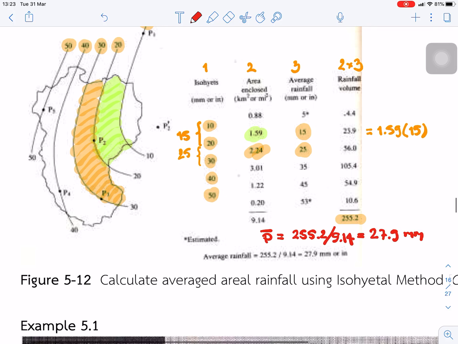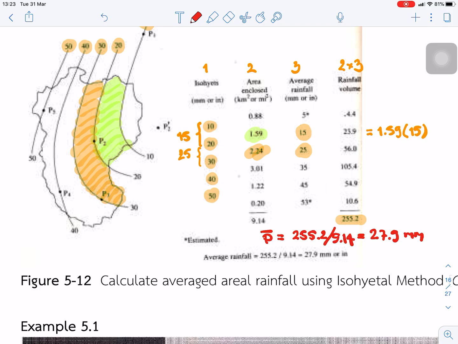In this case, they don't do the weighting factor. They use the area times the average depth of rainfall. Or we can do another way. We can estimate the weighting factor using the enclosed area divided by total area.